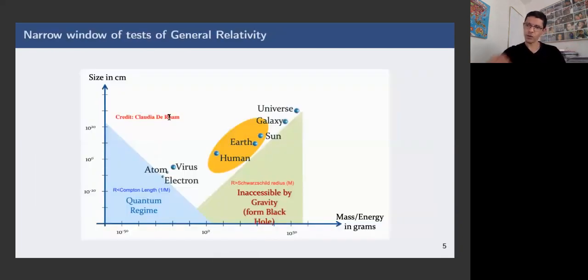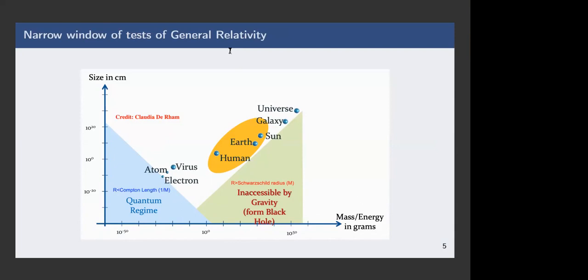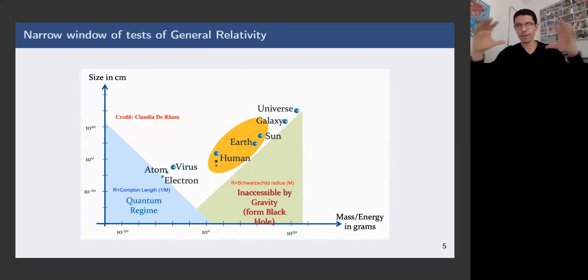Furthermore, I'd like to show you a picture which is quite interesting, because even though general relativity is in total agreement with experiments, as I said at the beginning, in fact it has been tested in a rather narrow window. I like very much this picture by Claudia de Rham, which illustrates this idea very well. It shows the domain in yellow where general relativity has been tested. This domain is defined in the plane where you have the mass of the system on the x-axis, and the size of the system here.